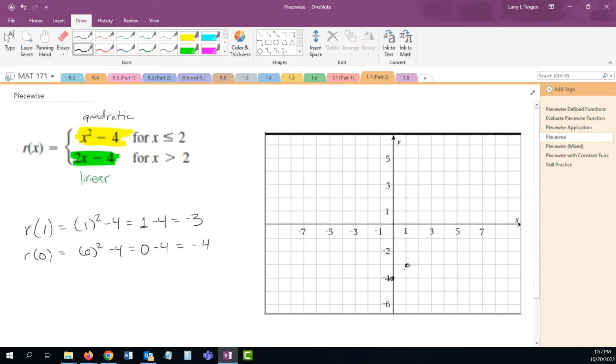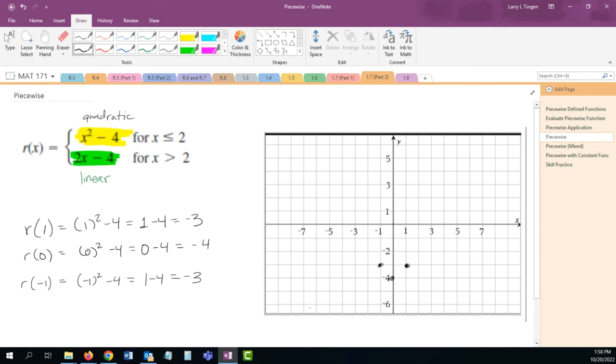Okay, so we said this is quadratic, so we need another one. What's f at negative 1? Negative 1 squared is 1. 1 minus 4 is negative 3. So we start our way back up. Okay, so there's my parabola.